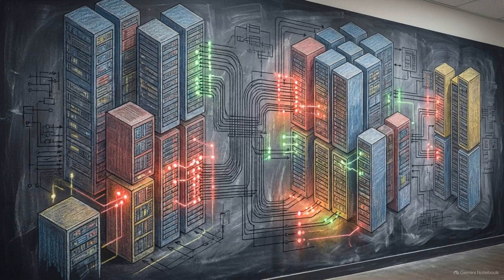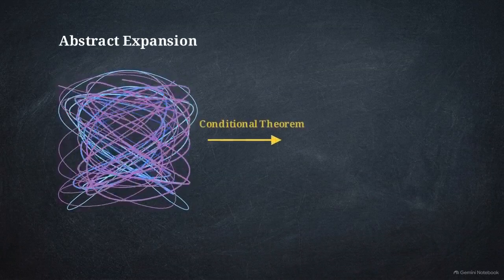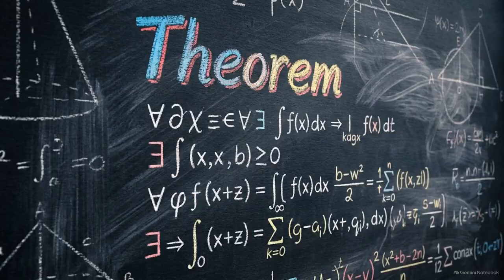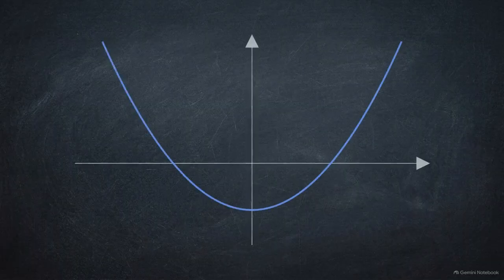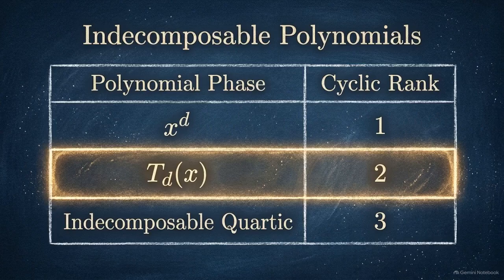This entire process unfolds inside a twisted de Rham system, an abstract algebraic setting where tracking independent paths usually requires heavy computational machinery. The challenge is finding a mechanism to translate that continuous, highly abstract differential expansion into a concrete, finite integer. A newly proposed conditional theorem bypasses that differential complexity entirely. Instead of tracking the derivatives, it analyzes the geometric roots of the polynomial phase itself.